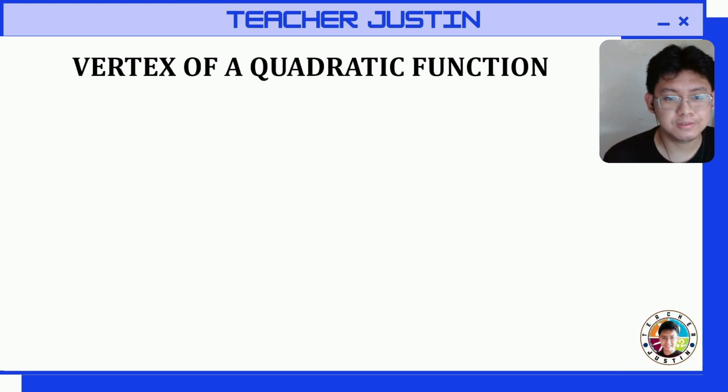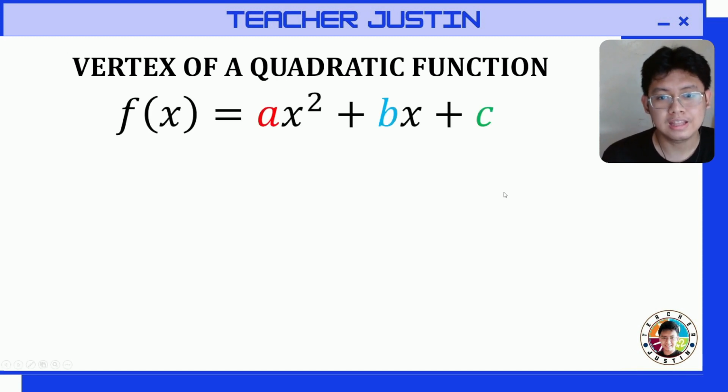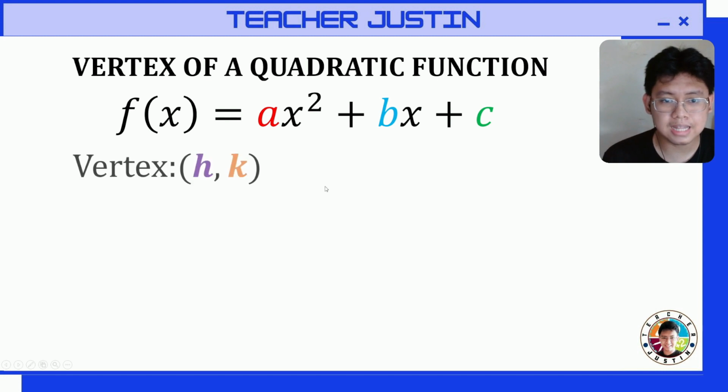Let's talk about the vertex of a quadratic function. So paano nga ba kunin yung vertex ng quadratic function? First, we're given the standard form of our quadratic function. It is f of x is equal to ax squared plus bx plus c. Now, yung vertex natin, it is represented as h and k. h is the x-coordinate and k is the y-coordinate of our vertex.